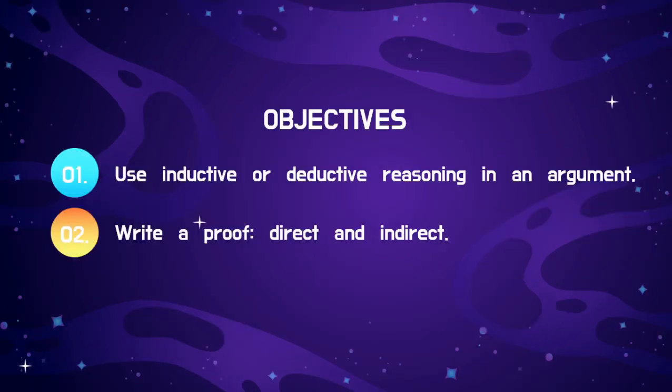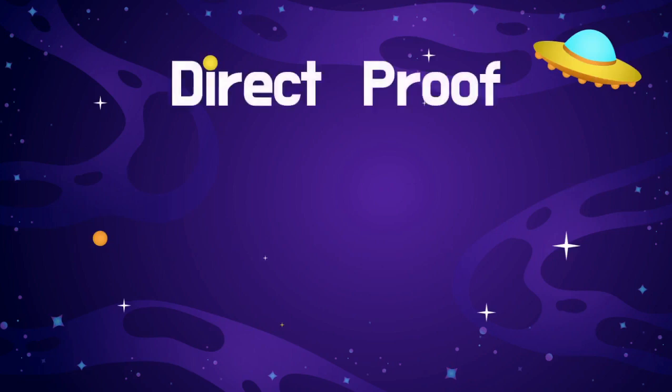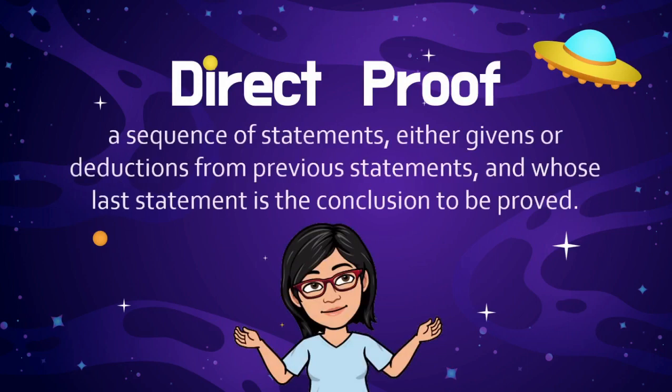Okay, so we will continue on our objectives, but this time we will focus on number 2, which is to write a proof, direct and indirect. Okay, so let us first focus on direct proof. By definition, direct proof is a sequence of statements, either givens or deductions from previous statements, and whose last statement is the conclusion to be proved.